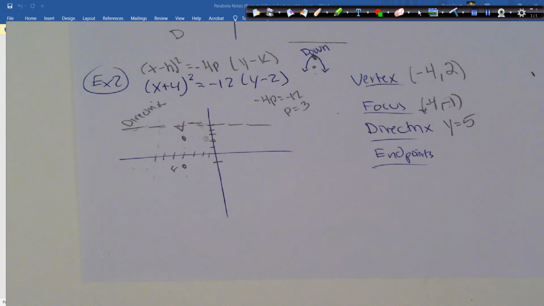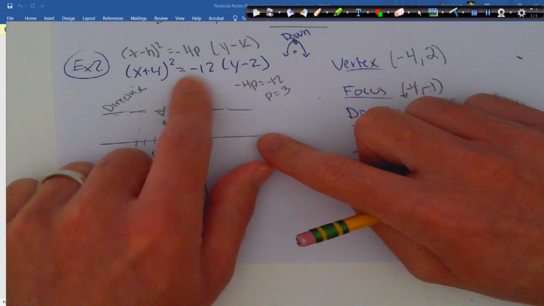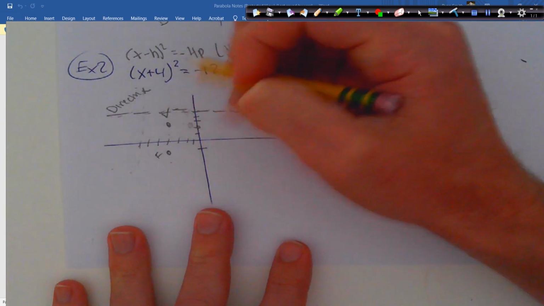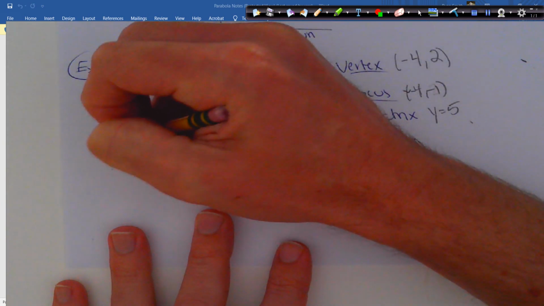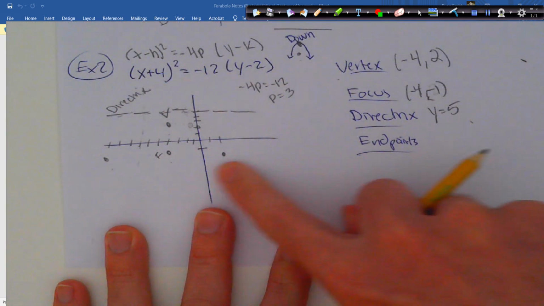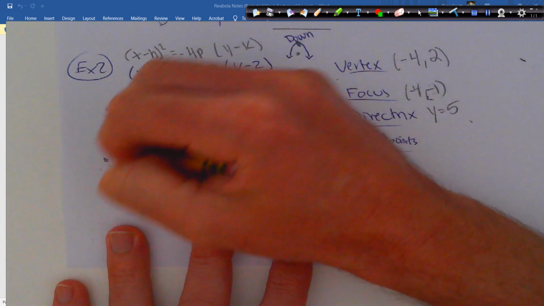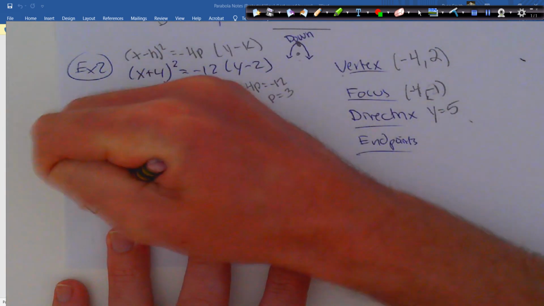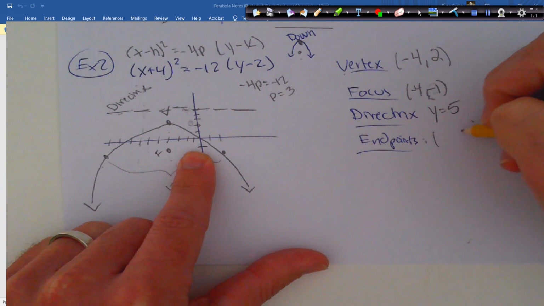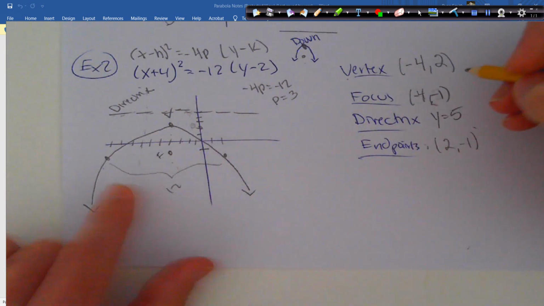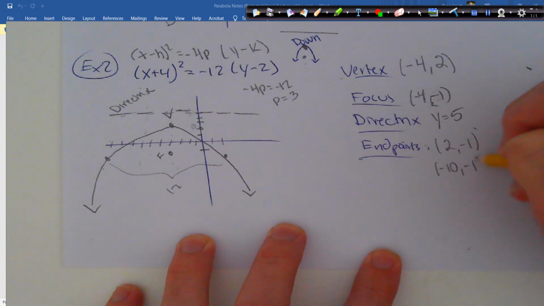Okay. Last but not least is the endpoints, and remember the endpoints tell us how wide or narrow it's going to be. And so for here it's the value of 4p, which is 12, which means it's pretty wide. So I'm going to go 1, 2, 3, 4, 5, 6 units that way, and then 1, 2, 3, 4, 5, 6 units that way. So there should be a total of 12 units from here to here. That is my endpoints. And that distance right here is called the latus rectum. The endpoints are at the same y value of -1. Their x values are 2, and the other one is 1, 2, 3, 4, 5, 6, 7, 8, 9, 10. And those are my 2 endpoints.